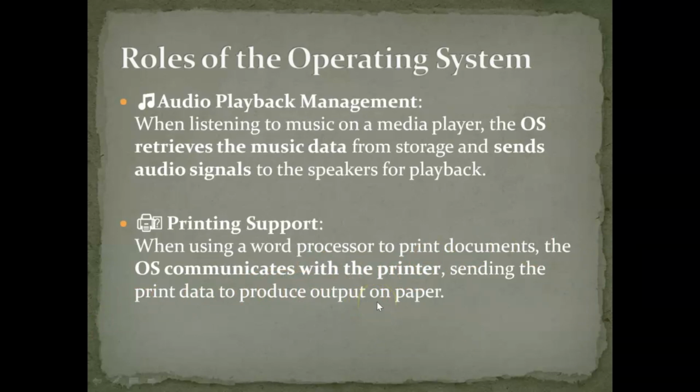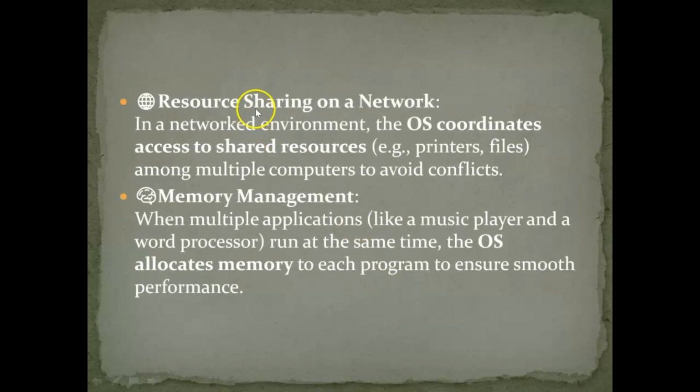Similarly, it has many jobs to do, like resource sharing on a network. In a networked environment, the operating system coordinates access to shared resources, printers, files among multiple computers to avoid conflicts. It has many jobs to do, and you will be learning about them one by one. Basically these are the things that your operating system does. And also memory management. When multiple applications run at the same time, the operating system allocates memory to each program to ensure smooth performance. Otherwise, if that is not done, your system may hang.